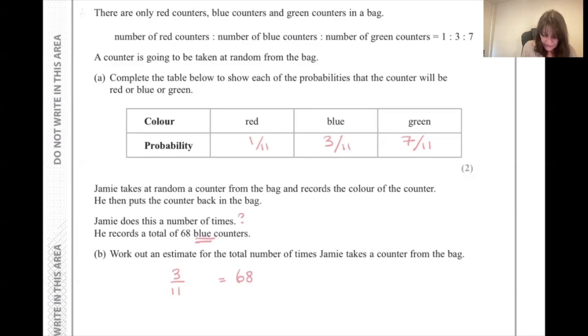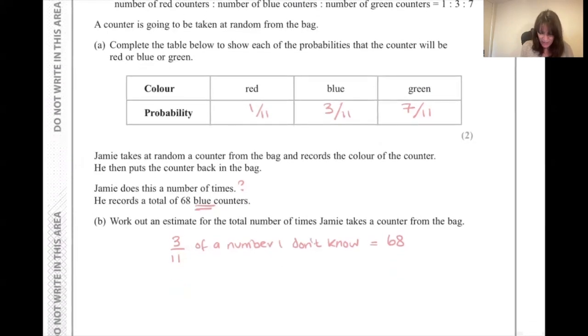3/11 of, in fact, let me just rub that out and give myself a bit of space. 3/11 of a number. I don't know, they've not given it to me. I don't know how many times he actually put his hand in the bag and pulled the counter out. But I know that 3/11 of this number is 68. Now, I don't generally write in sentences, so I'm going to write 3/11 of, in maths means times, a number I don't know, equals 68.